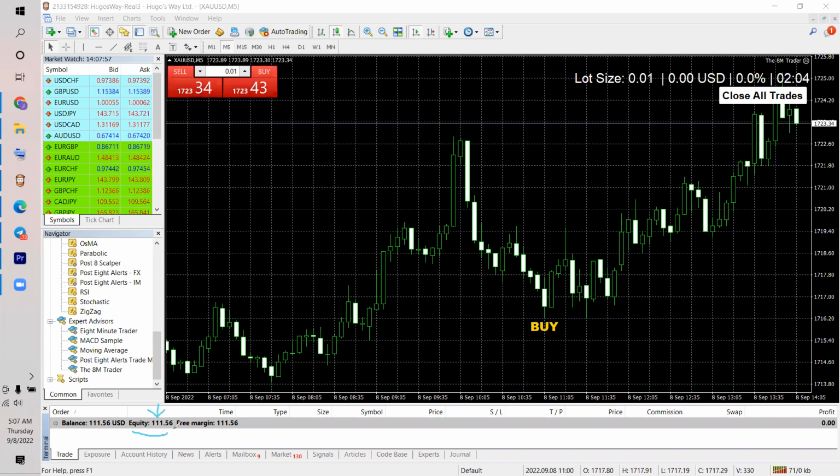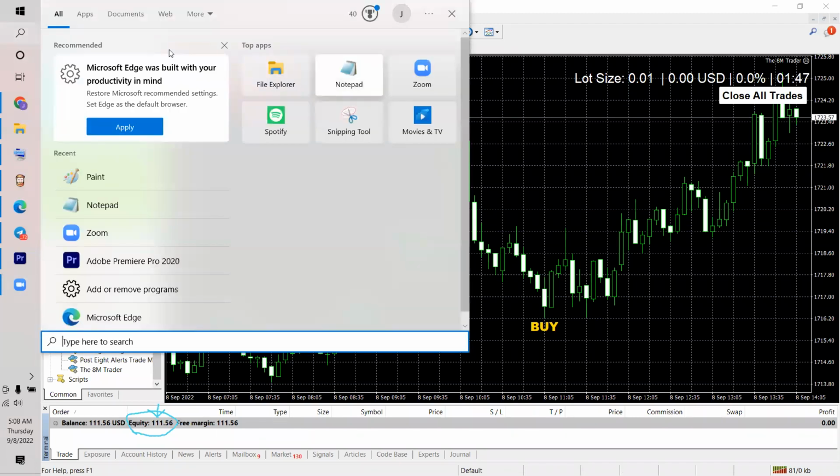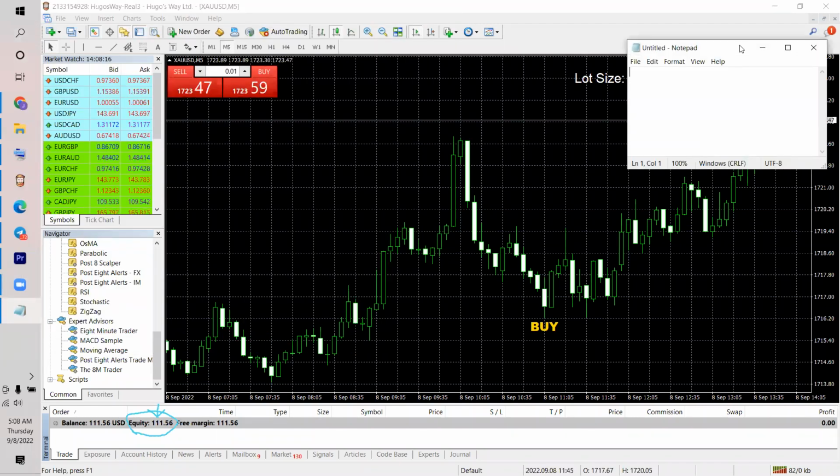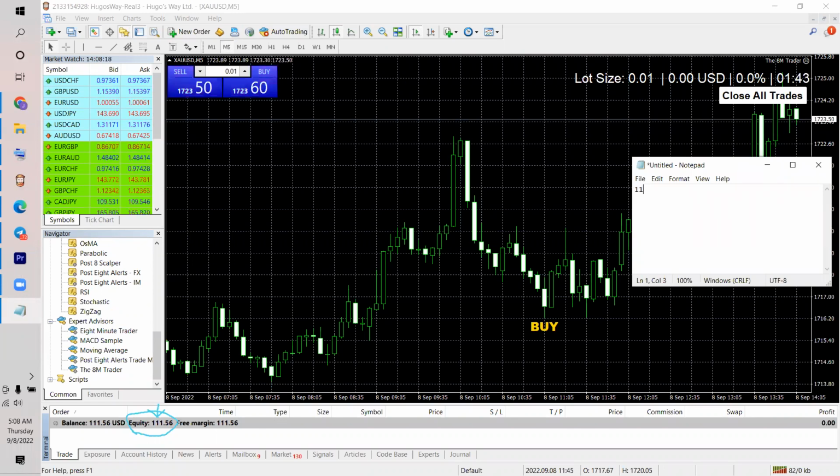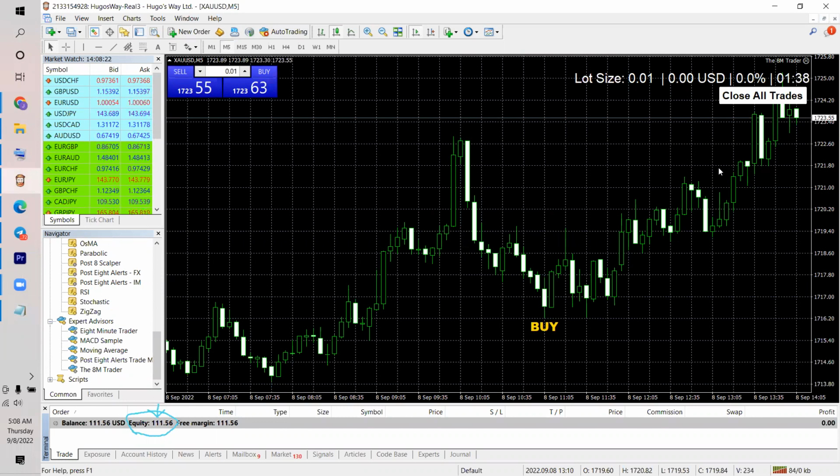I've talked about this particular number back on day 2, but each and every day we're going to do our best to make a note of what's called our equity. Let's jot that number down right now: 111.56.